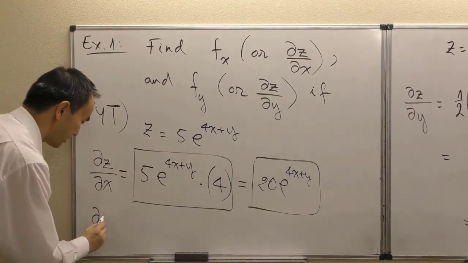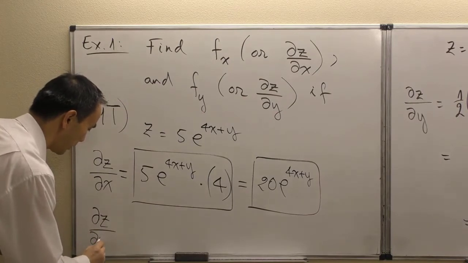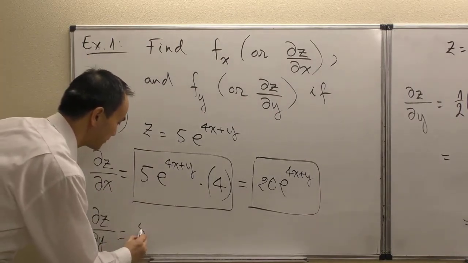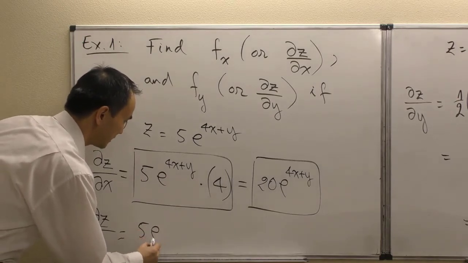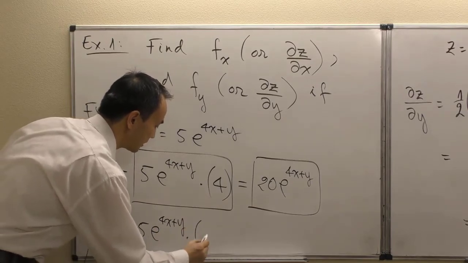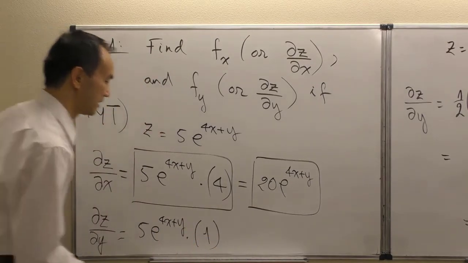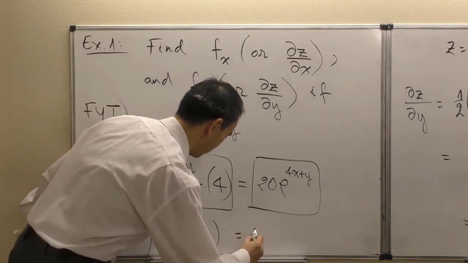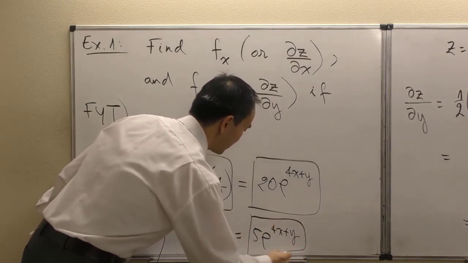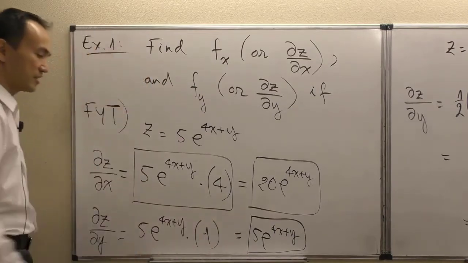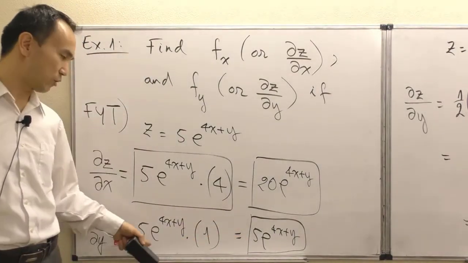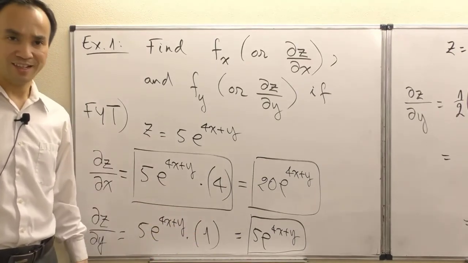And now dz dy for this function is going to be 5 e to the 4x plus y, but times 1, which is simply just 5 e to the 4x plus y there. These are exactly the same form, where in the last final one, I skipped the 1. So really, there's only one way of writing this answer.